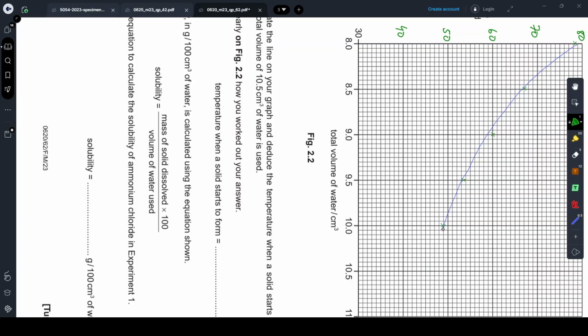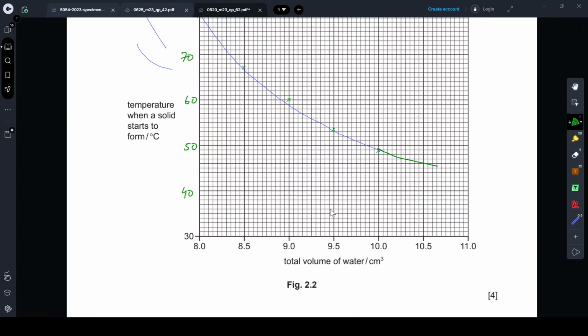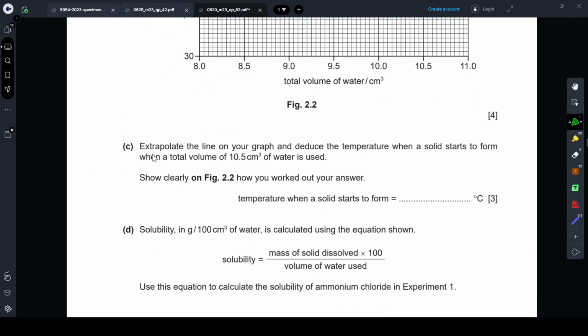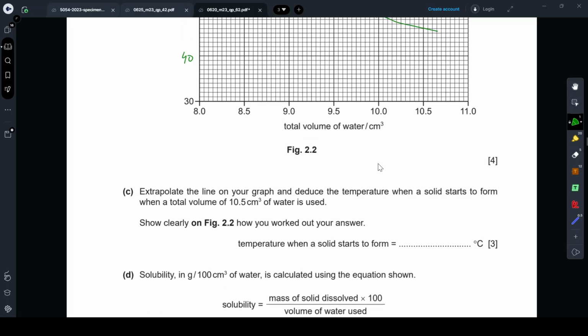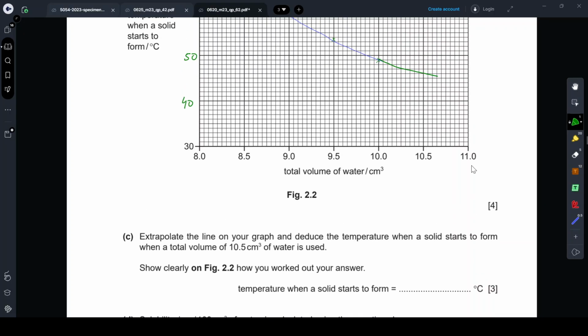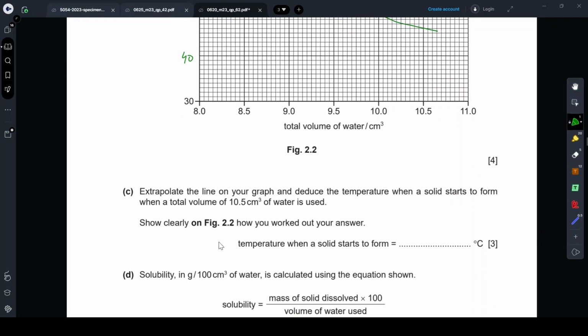Now, obviously, this is not proper. It's going to be maybe something like that. I don't know. Let's just go with it. Okay. So extrapolate the line on your graph. Are we going to extend it fully, like touch the line? Well, if you don't need to, but it would be fine if you just do it all the way.